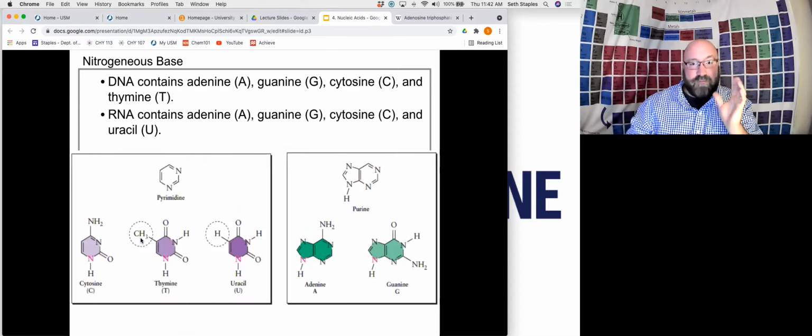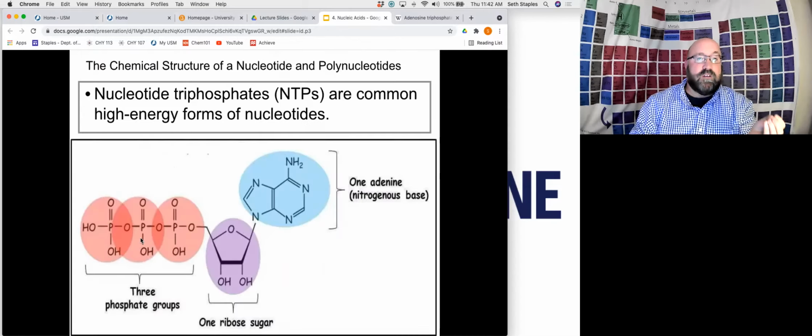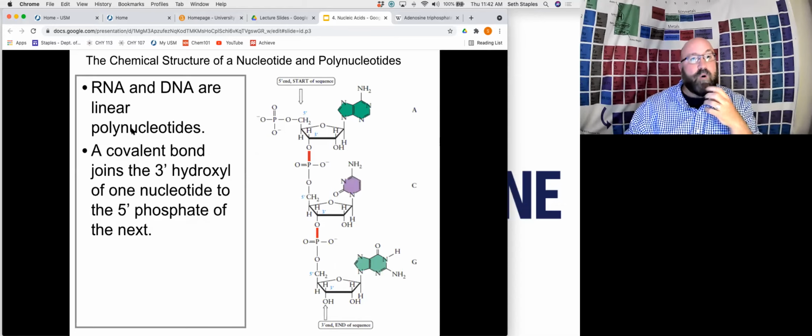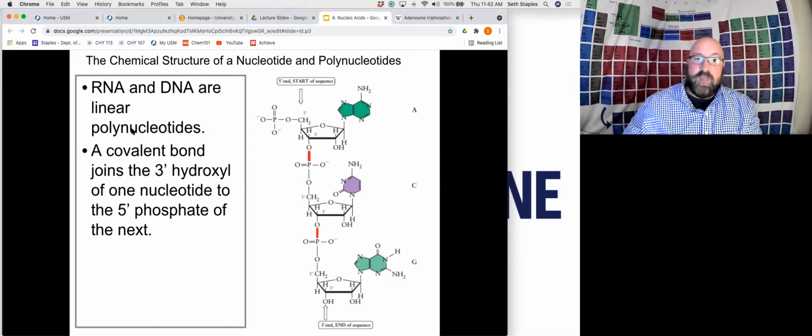And so we have our general structure for our nucleotides. What can then happen is nucleotides will start to bond together, similarly to how in our discussion of proteins, we talked about how amino acids will bond together to begin to form long chains. Nucleotides will also bond together to form long chains. And so RNA and DNA are simply linear polynucleotides. They're linear chains of many different nucleotides all bonded together. And we can see that here.